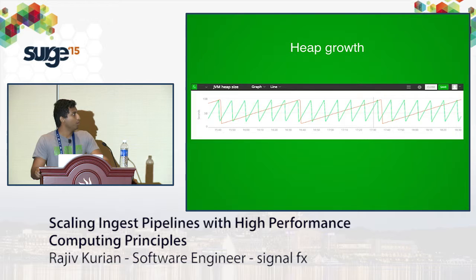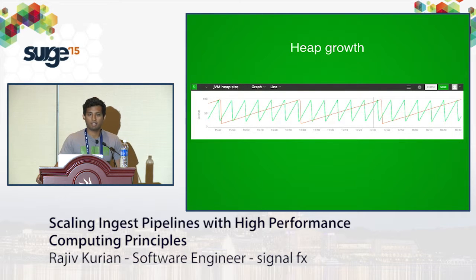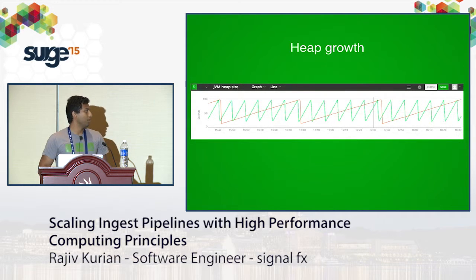So here is heap growth. The brown is the new one, the green is the old one. We said that we were 0 allocation, but clearly you can see our heap is growing because 65% of the other code that is running actually does allocations. But still, you can see we garbage collect a lot less often.